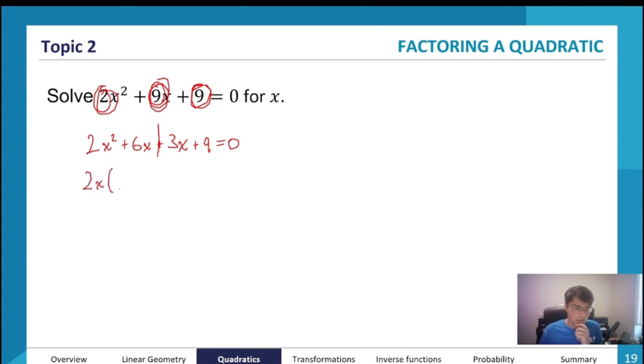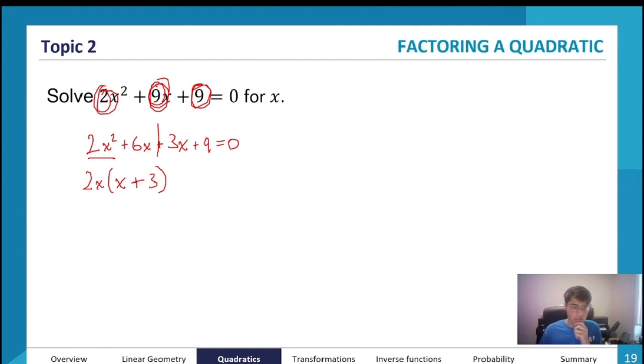What we can do then is start an open bracket and figure out what numbers multiply with 2x to give, first of all, 2x squared. In this case, that's just x. And then what number multiplies with 2x to give us 6x? In this case, that's 3. You can then close the bracket. Note that these two expressions are identical: 2x squared plus 6x, and 2x times x plus 3. They're just expressed in different ways.